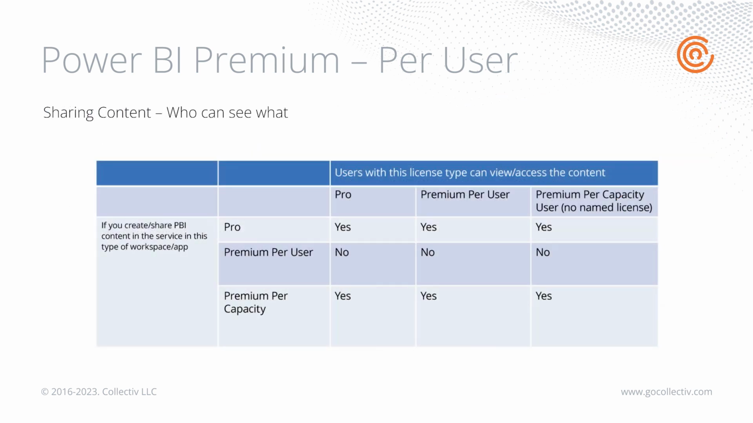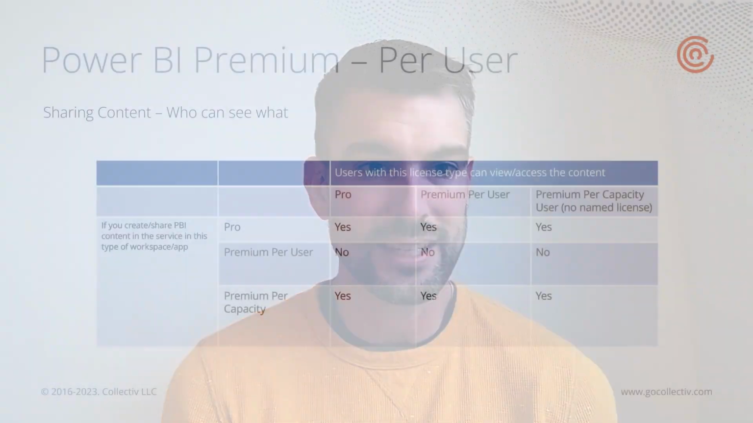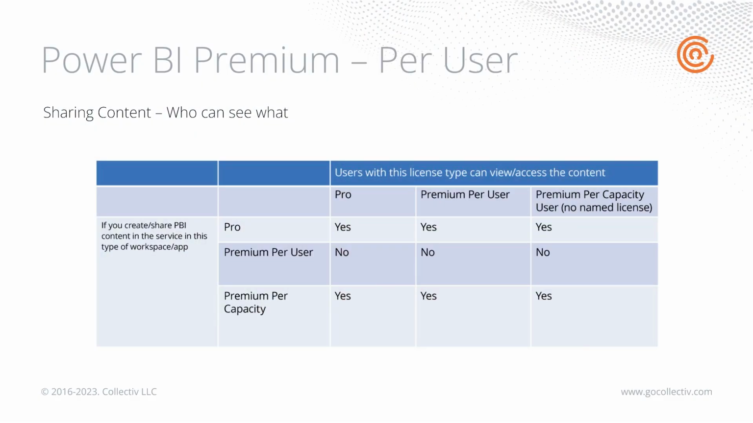What's also important is really just understanding who can see what. This is always the big question we get: I have Power BI Premium per user, or I have Power BI Pro, I have Premium per capacity. What does this all mean? This table gives you the perfect example of what is available on a license basis, of who can see what and who has access to what.